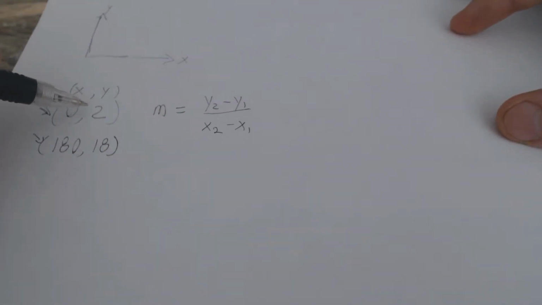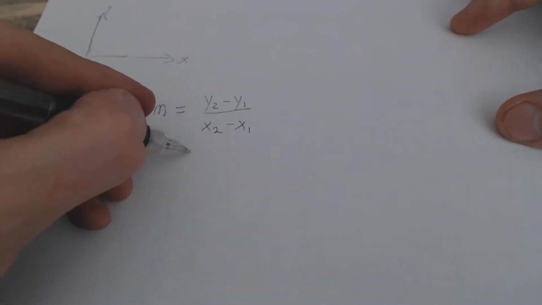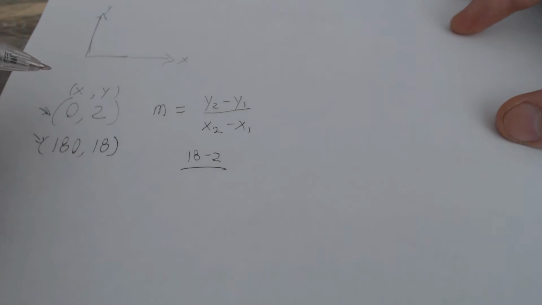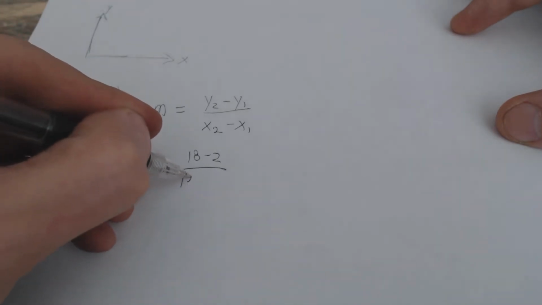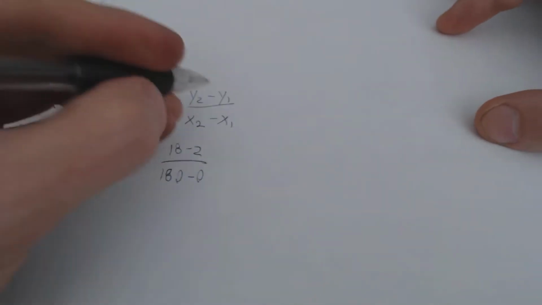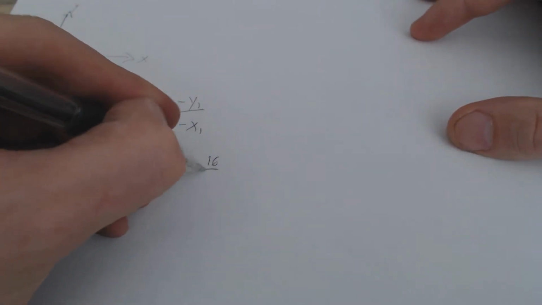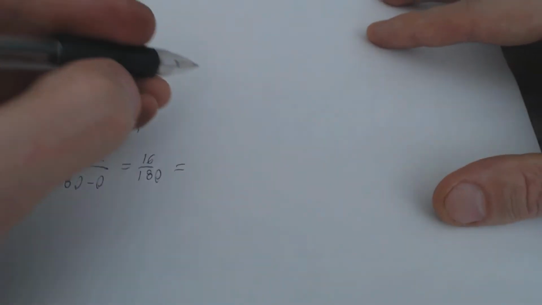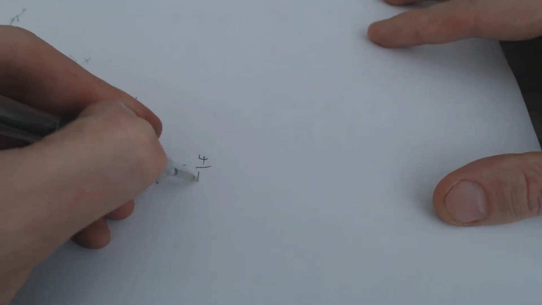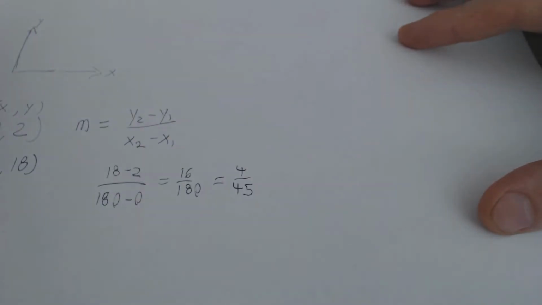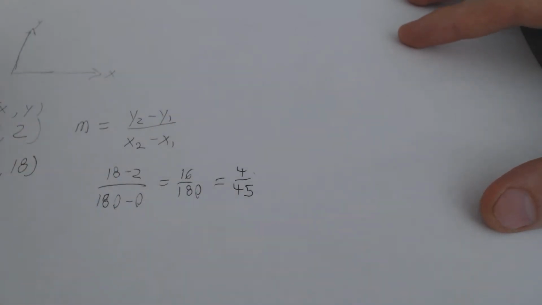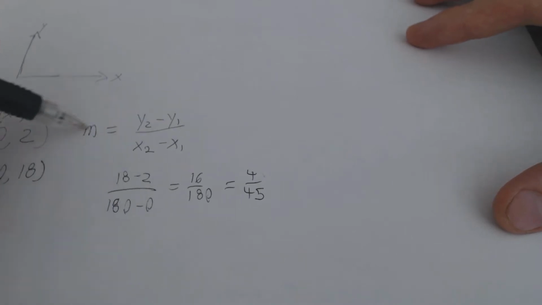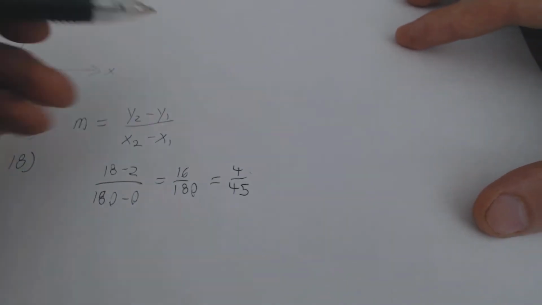So I would say 18 minus 2 over 180 minus 0 leaves me with 16 over 180. I've already done the math there, so don't think I'm a genius or anything for being able to do that reduction. So I end up with 4 over 45. So that is my slope for this line.